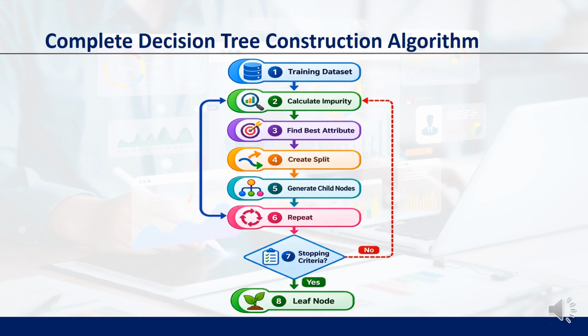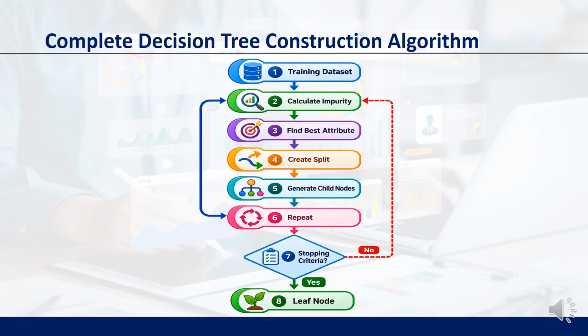Now let us take a simple example to understand the entire construction process. Suppose a bank wants to predict whether a customer will receive a loan. The attributes are income, credit score, and employment status. The target is loan approved or loan rejected. Initially, all records are placed in the root node. The algorithm calculates the impurity of the complete data set. Then it evaluates income, credit score, and employment status. Suppose the credit score provides the best split, therefore the credit score becomes the root node.